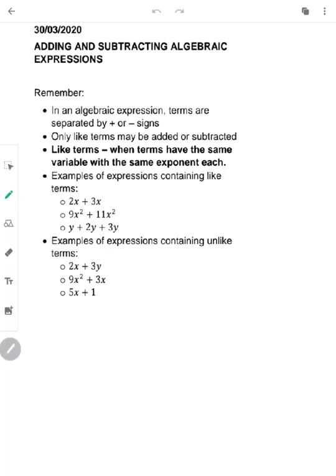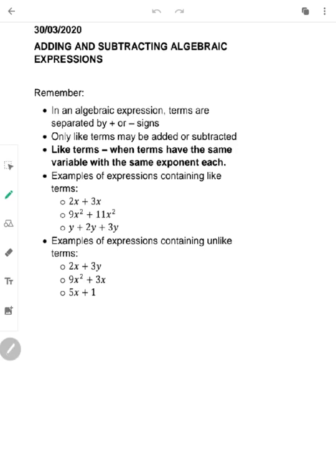I would just like to carry on where we left off in class last time: the adding and subtracting of algebraic expressions. Last time we learned how to identify and collect like terms. Let's remind ourselves, in an algebraic expression, terms are separated by plus or minus signs. Only like terms may be added or subtracted.